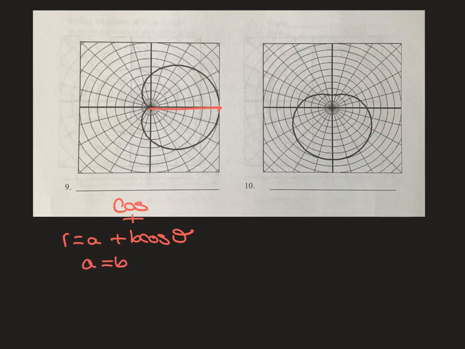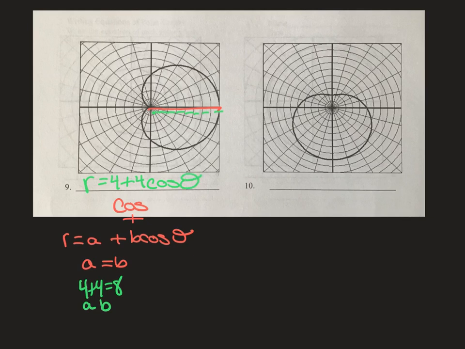So let's count how long this is. It goes 1, 2, 3, 4, 5, 6, 7, 8. Since it's 8 long, 4 plus 4 equals 8. So a is 4 and b is 4. So the equation here is going to be r equals 4 plus 4 cosine theta.